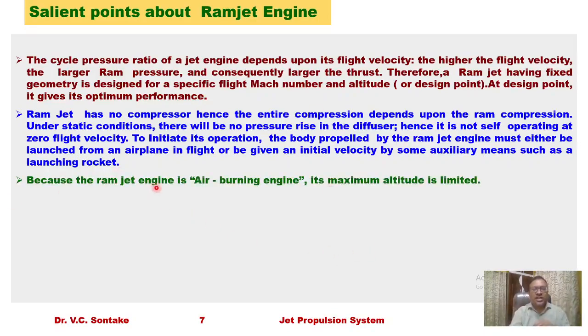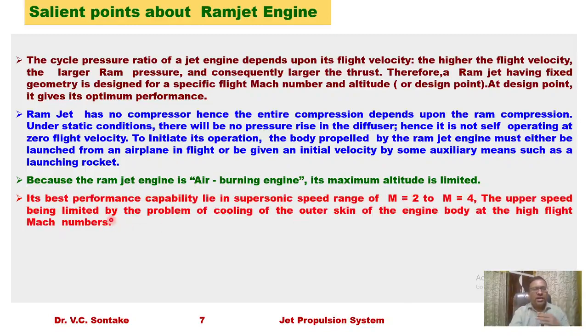Because the ramjet engine is an air-burning engine, its maximum altitude is also limited. Because the higher the altitude, the more the air density is reduced and the efficiency of the ramjet engine will also decrease, and so will its thrust-producing capacity. Its best performance lies in the supersonic speed range of Mach number 2 to Mach number 4.